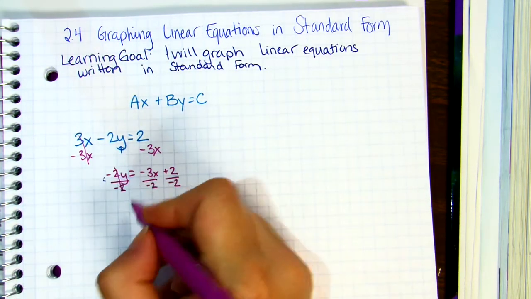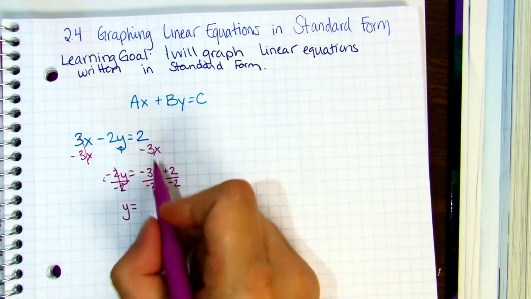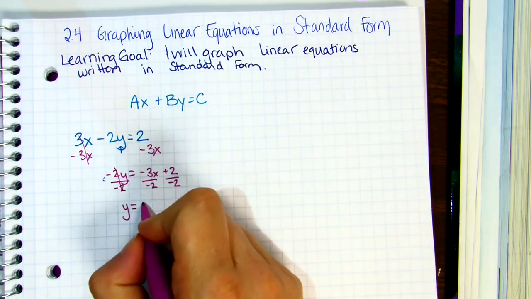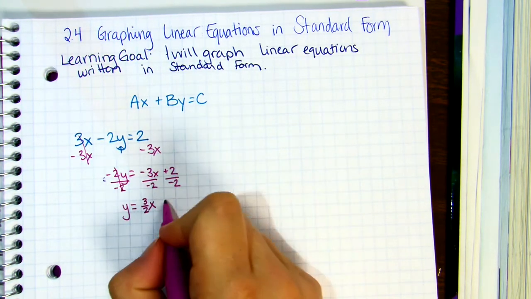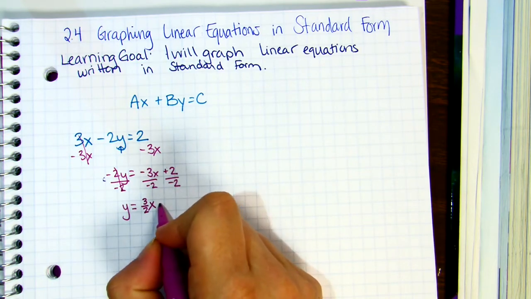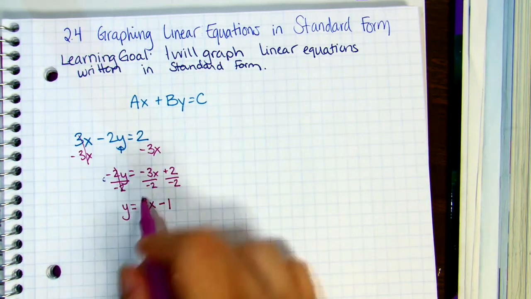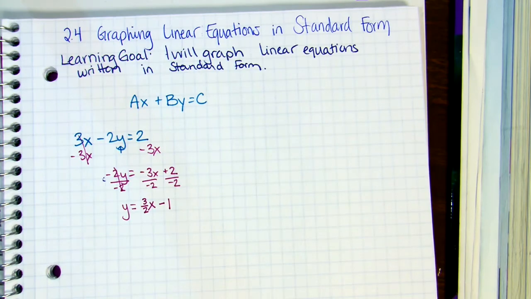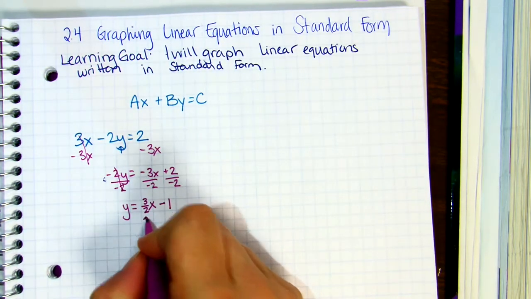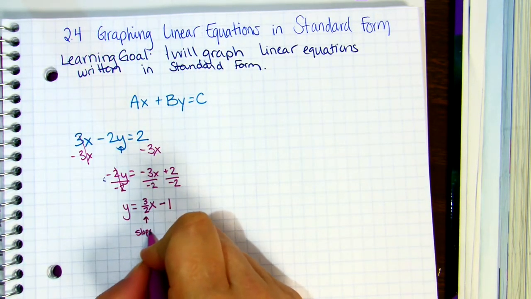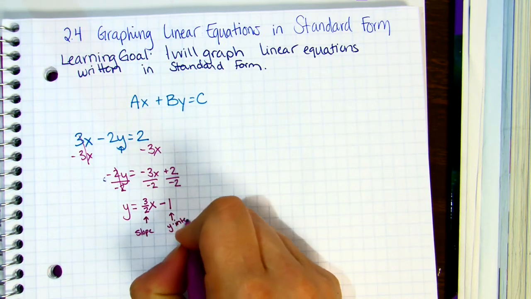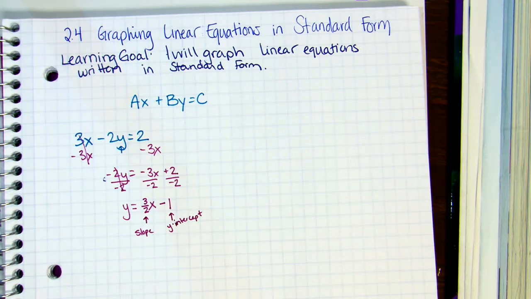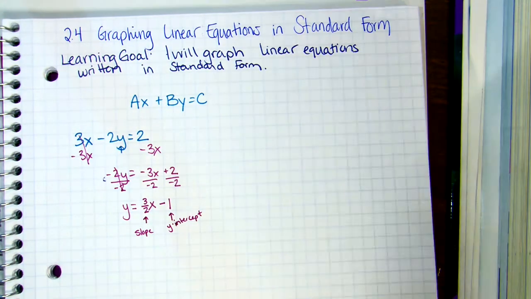So when I do that, I get y equals, I have -3 over -2. That's a positive 3/2 x. 2 over -2 would be adding a -1 or subtracting 1. So now I have my slope. I have my y-intercept. So I can pretty easily graph this.